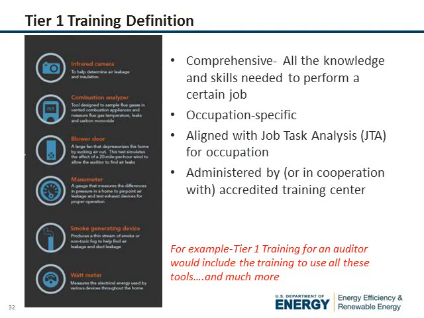So now we're going to talk a little bit further about Tier 1 versus Tier 2 training and how to differentiate the two. Let's start with Tier 1 training. Tier 1 training is your comprehensive training. It is all the knowledge and skills you need to perform a certain job. It's occupation specific, so it is specific to an auditor or an inspector or a crew leader or an installer. And it's aligned with the job task analysis for each of those jobs. And it needs to be administered by an accredited training program.